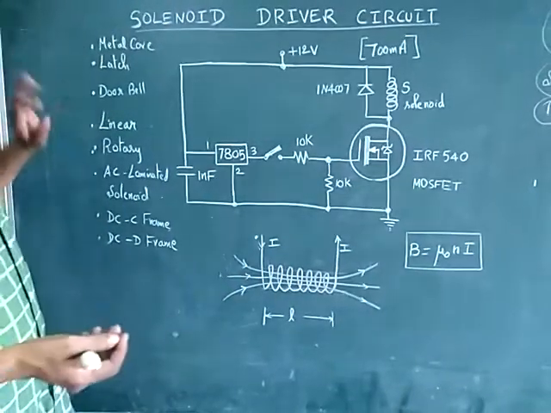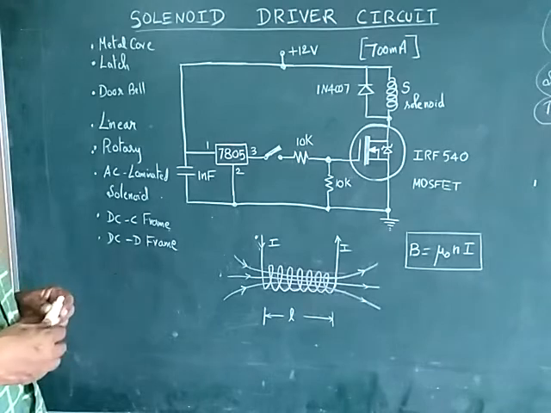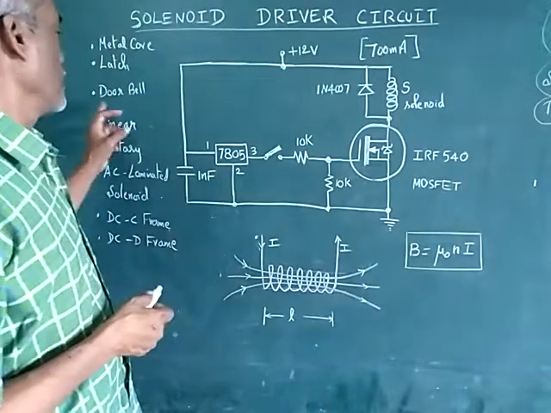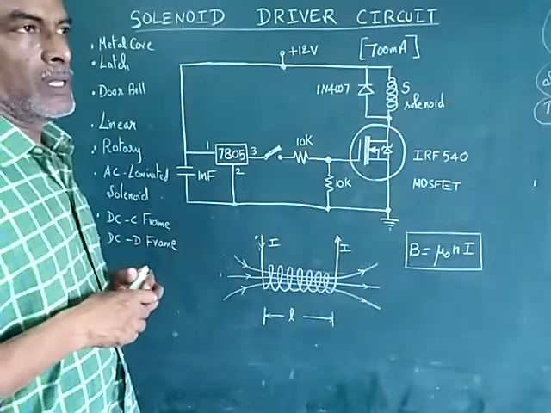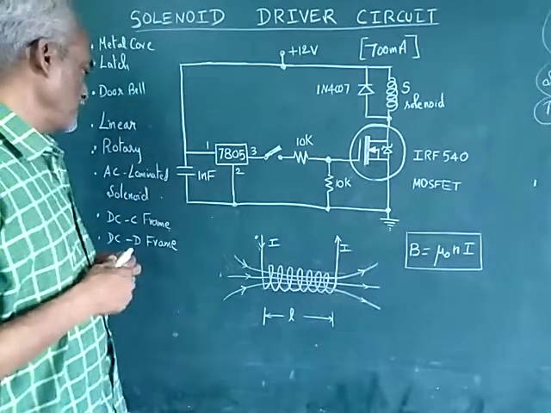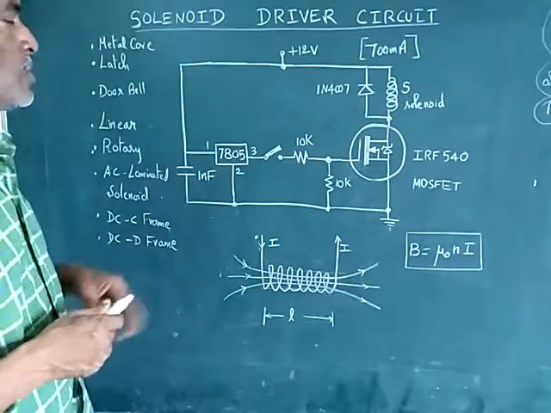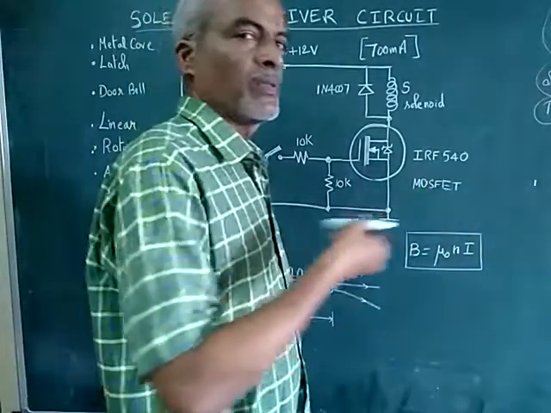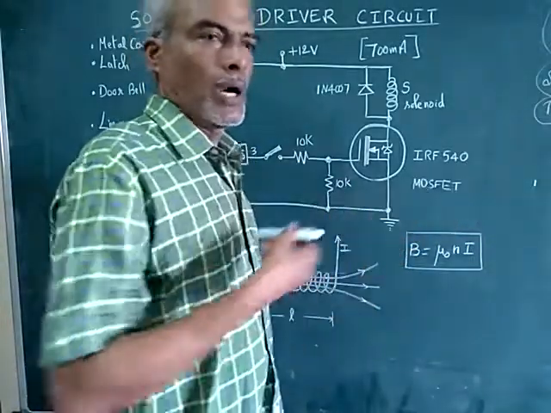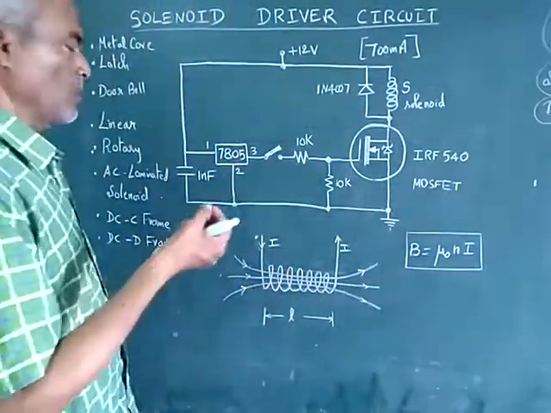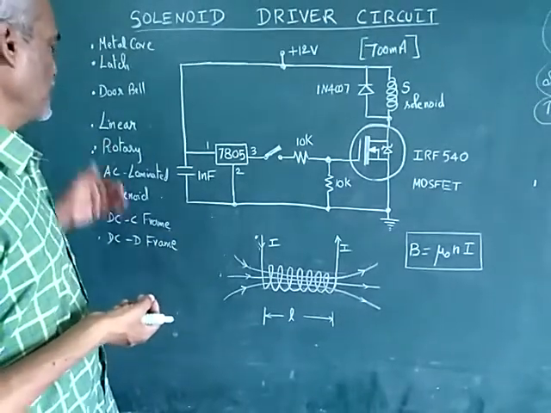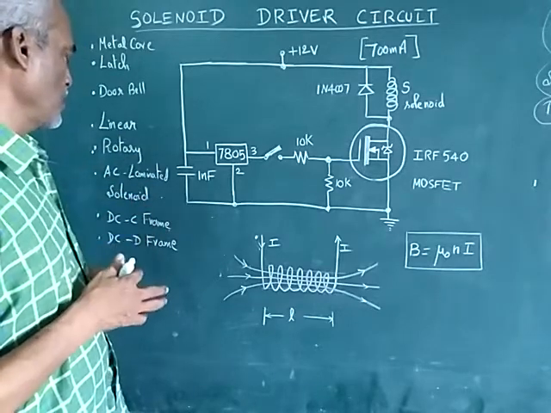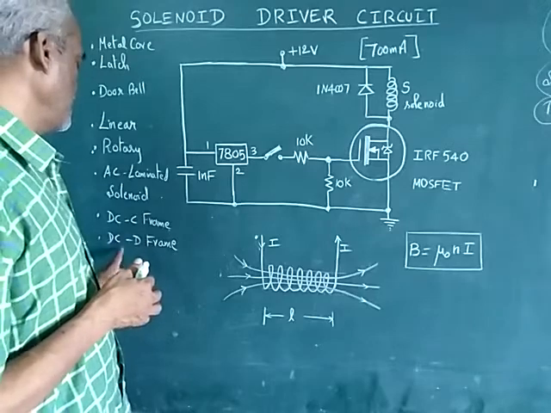Okay. So some of the applications, one is latching purpose, door and other things. In industries, it is used for many purposes. Doorbell, ringing a doorbell. That is actually because of AC. So the different types of solenoid: linear. Linear means you can make the core move linearly, in and out. That depends on the supply voltage and supply current. And the different types of solenoid are linear, rotary, AC laminated solenoid, DC C frame solenoid, and DC D frame solenoid.